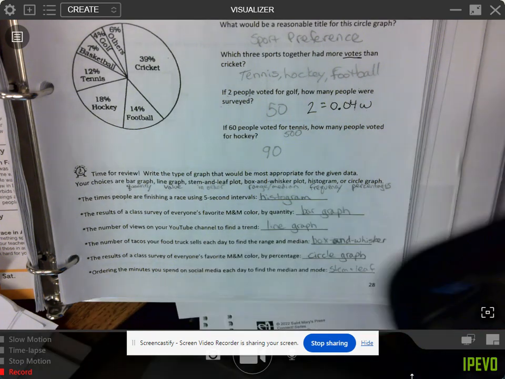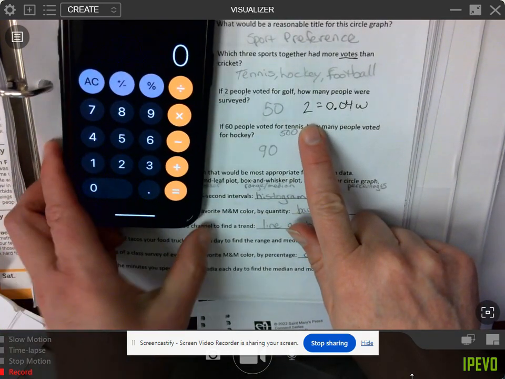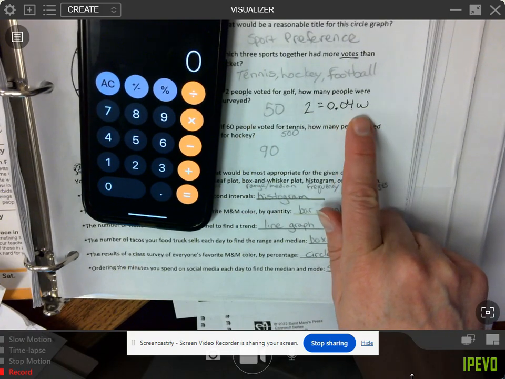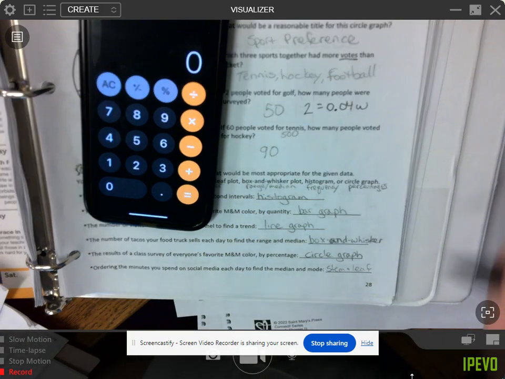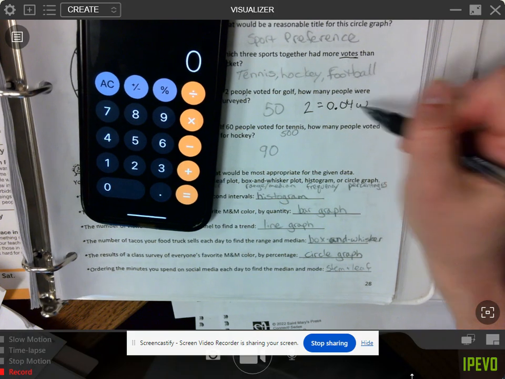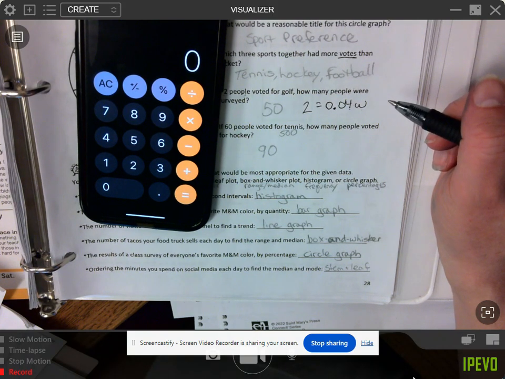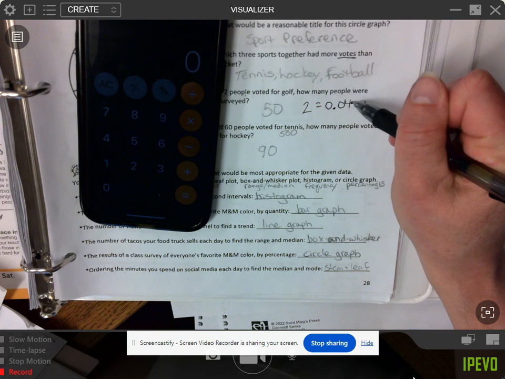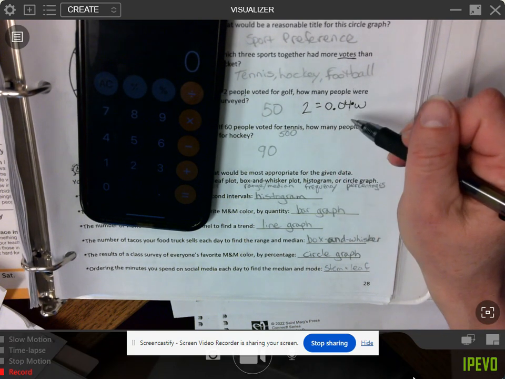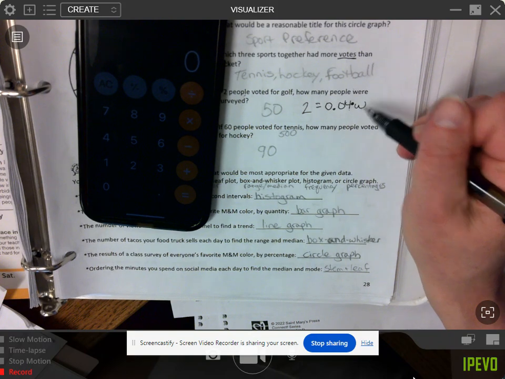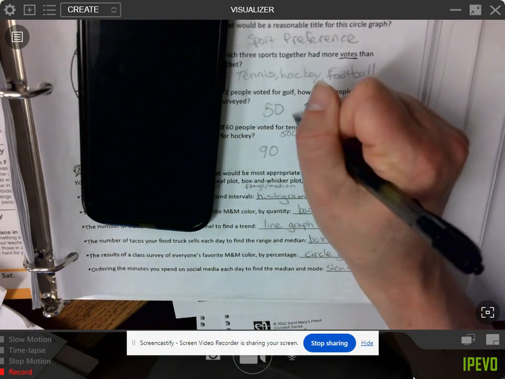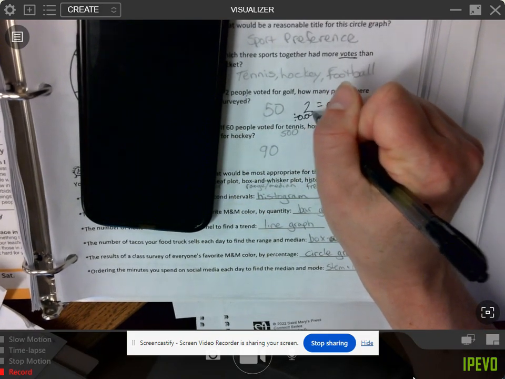No. So when we have 2 equals 0.04 W, we want to get W by itself. What math operation is happening right here when there's a number in front of our variable? What operation is this? It's multiplying. So I have to do the opposite operation to get that W by itself. So I need to divide by 0.04 and divide by 0.04.